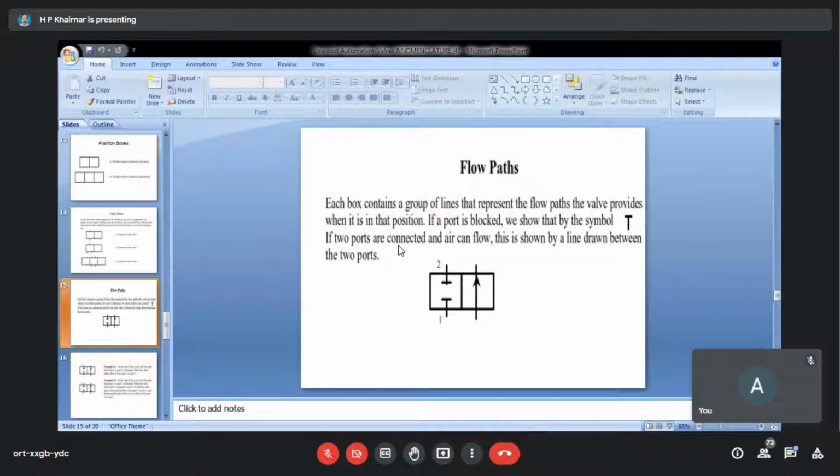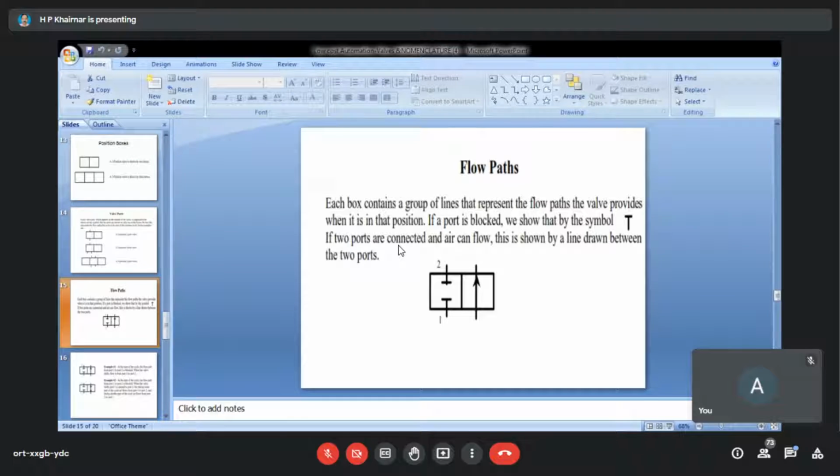This is the diagram now indicating some flow paths. Each box contains a group of lines that represent the flow paths the valve provides when it is in that position. If a port is blocked, we show that by the symbol T. If two ports are connected and air can flow, it is shown by a line drawn between the two ports.